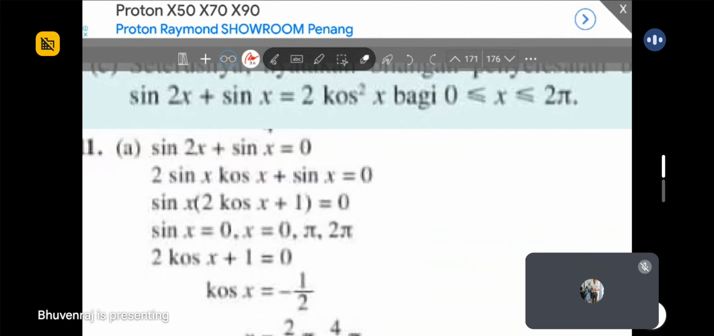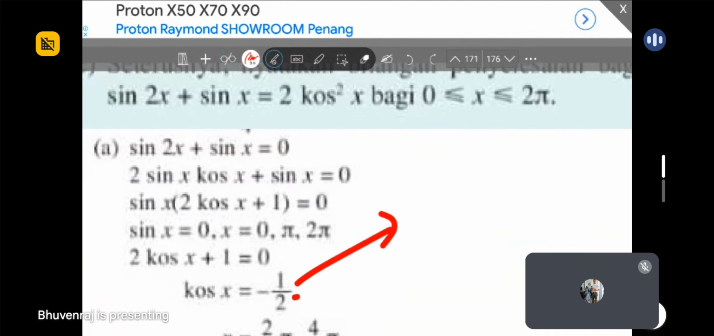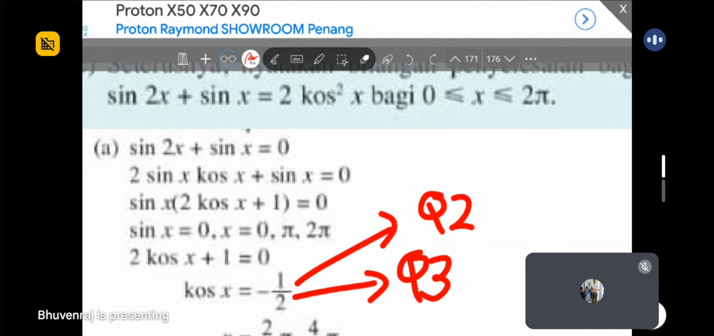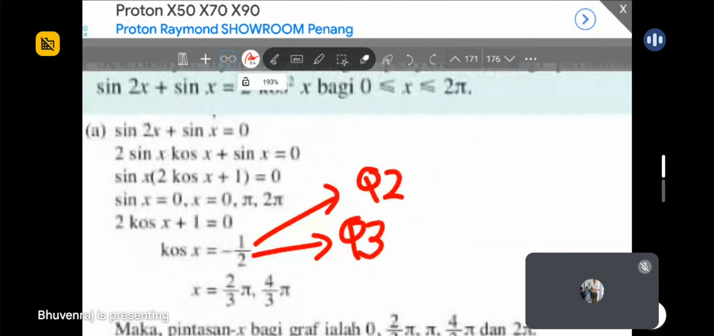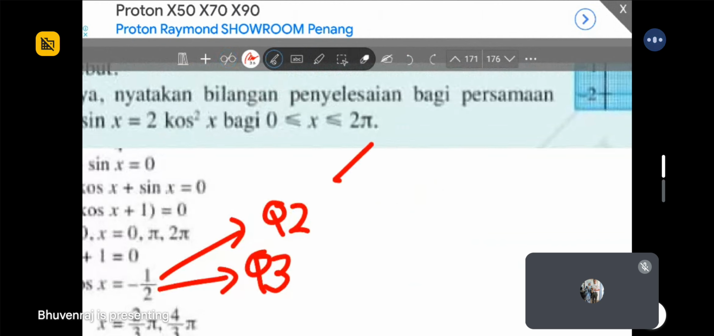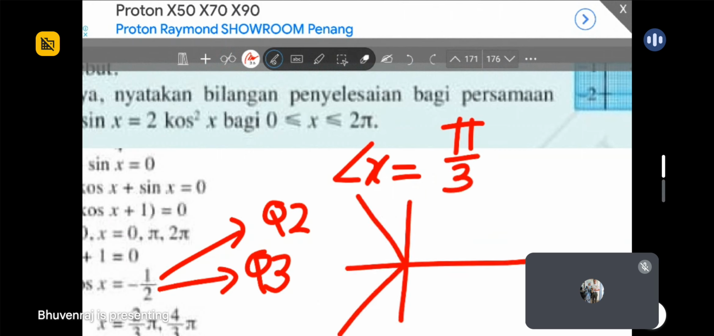And then your second one, cos negative. So what quadrant? Okay, ASTC. So Q2, Q3, cos negative. So reference angle, sudut rujukan. Okay, so your reference angle, you get cos inverse half lah. Okay, so half, cos inverse, pi over 3. Okay, so Q2, Q3 macam ni. Okay, so this one is pi over 3.